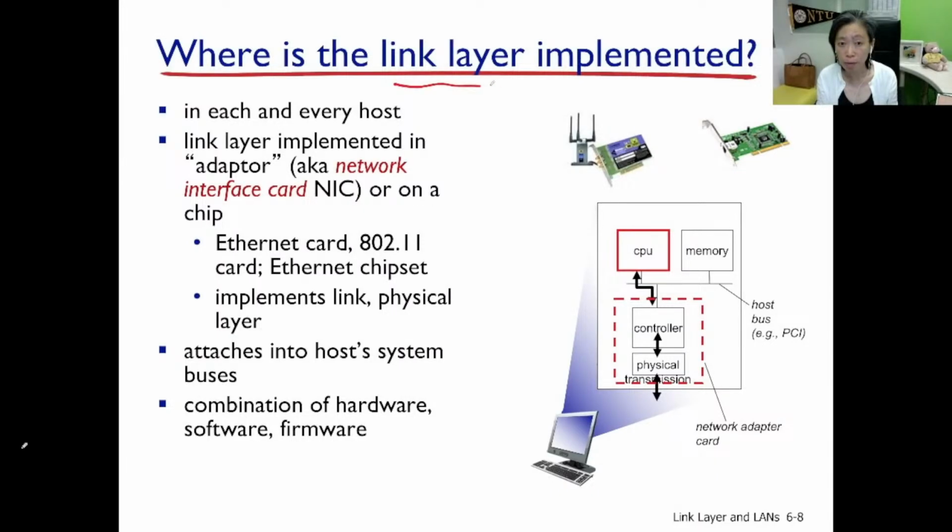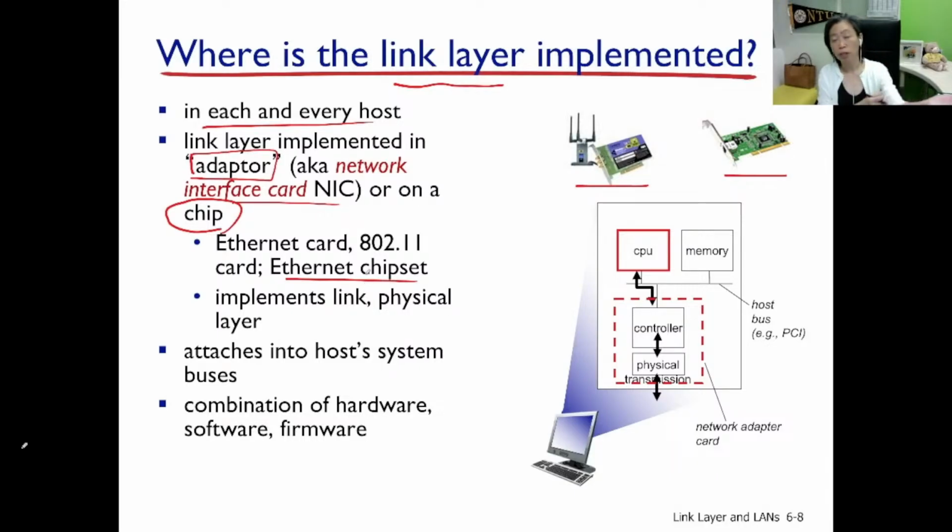Where is the link layer implemented? It's definitely in each and every host, but particularly at the network adapter. These network adapters used to be big, looking almost like a graphics card. They are also called network interface cards, the NICs. But nowadays, they are very small, tiny chipsets on the motherboard. That's why if you look at your motherboard spec, you might see an Ethernet chipset or a Wi-Fi chipset on it. And these network adapters are where the link layer and the physical layer protocols are implemented.